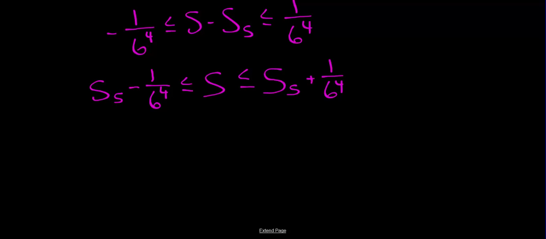Okay? So notice what we've done here is we've got an interval. We don't know what the true sum is, but we do know it's between this number and this number. And of course, we can compute the fifth partial sum, and of course, I can compute 1 over 6 to the fourth. So what I have here is an interval that I can box in. I don't know what the sum is, but I can box it in, and I know the smallest value it can have, and I know the largest value it can have.